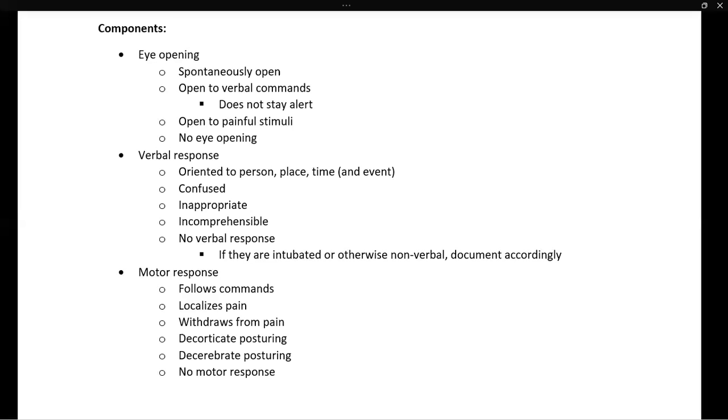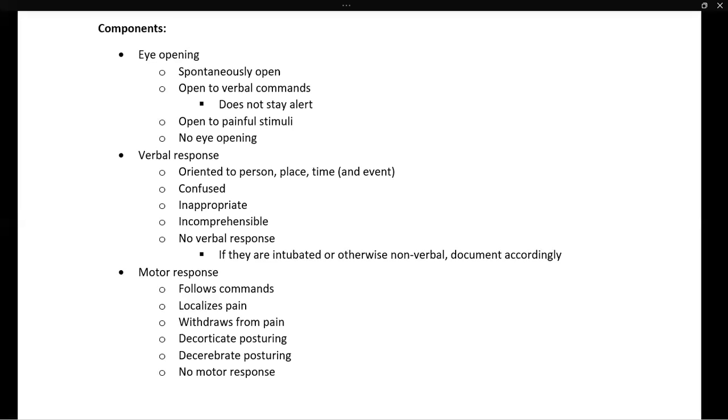If they're able to localize the pain, meaning they are able to take action against it, for example, if the provider is doing a sternal rub and the patient uses their own arm to push the provider's hand away, that would be localizing pain. That means the brain is able to identify where the pain is and take action against it. That would be a score of a 5. If the patient is not able to do that, but they're able to withdraw from the pain, they're able to cringe at it, that would be withdraws from pain, and that would be a 4.